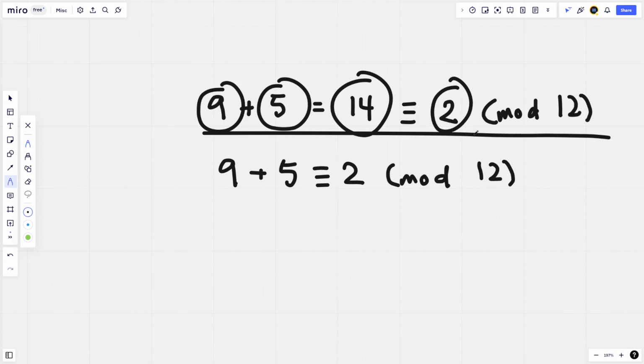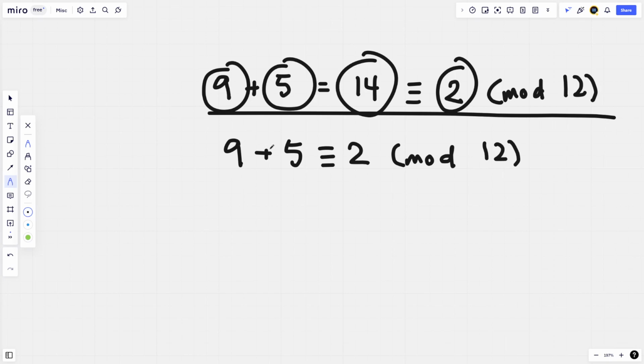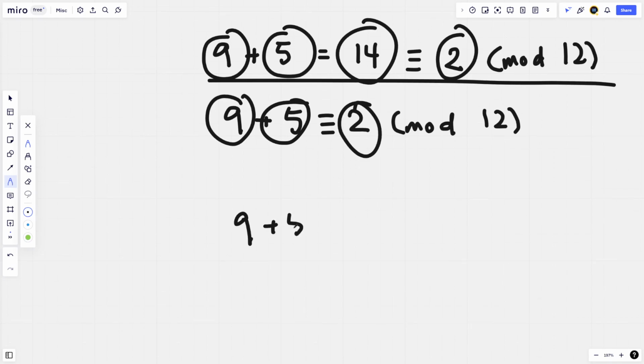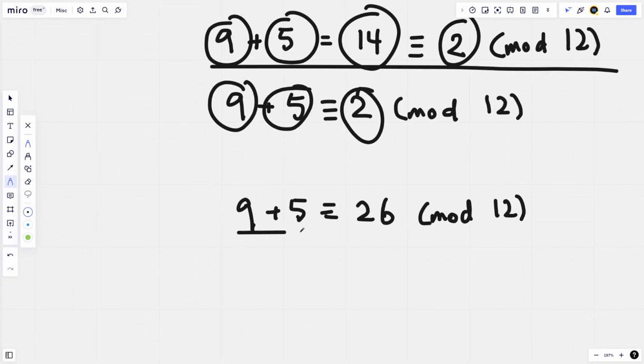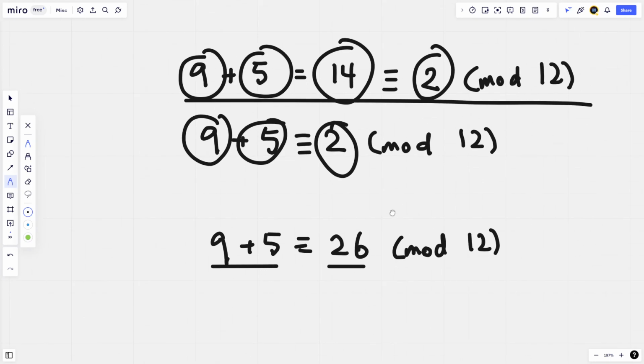That's not exactly what we're doing, though. What we're saying is that the plus operator is defined between the equivalence classes 9 and 5, and when we combine the 9 and 5 equivalence classes with addition, we get the 2 equivalence class. So it would also be correct to say 9 plus 5 is equivalent to 26 mod 12. Because these both belong to the 2 equivalence class. So that's what the difference between actual modular arithmetic is and the modulo operator on its own. So that's what addition is.